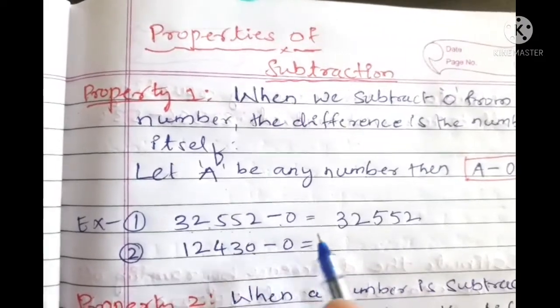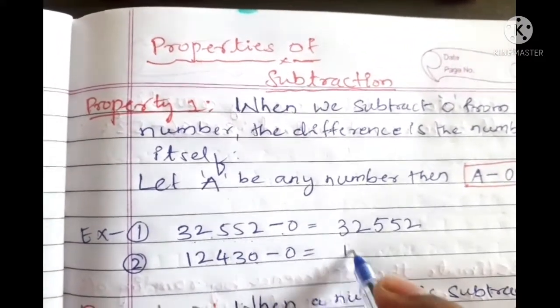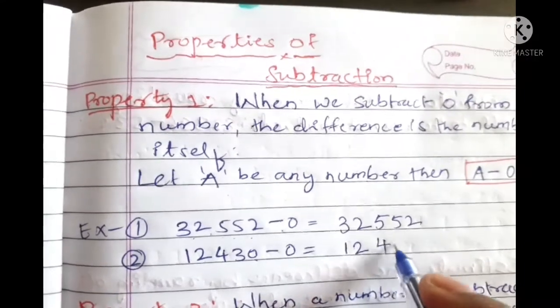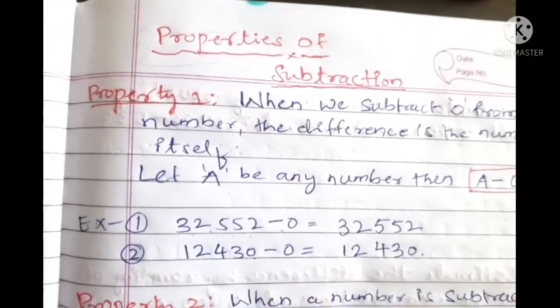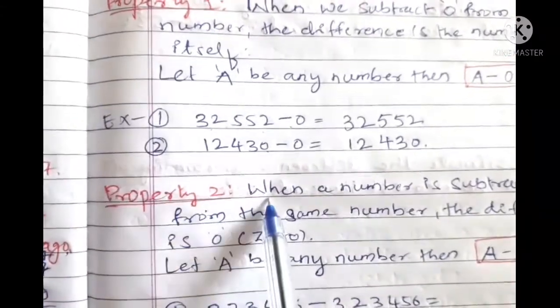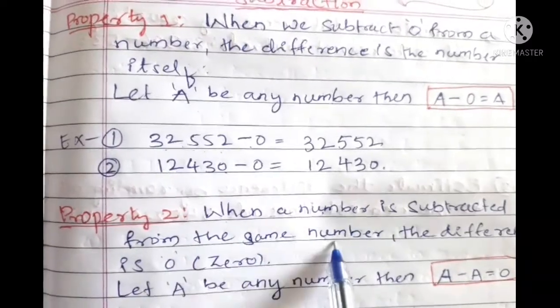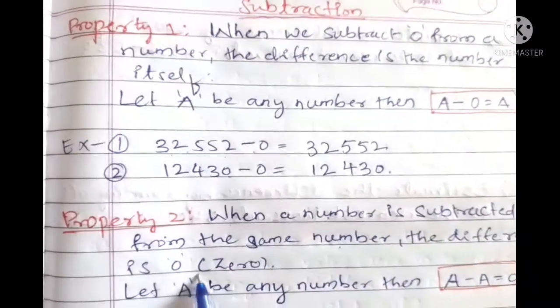Next example: 12,430 minus 0. Subtracting 0 from any number means you get the number itself, so it is 12,430. So like that. Now, property number 2. What is property number 2? When a number is subtracted from the same number, the difference is 0.